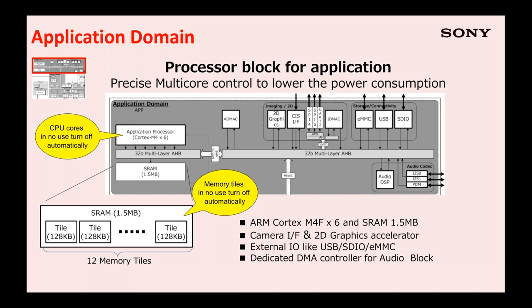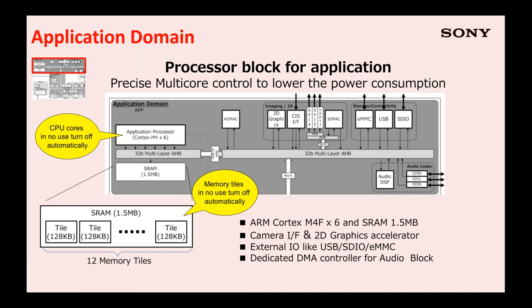The top one says CPU cores not in use turn off automatically. I told you we use ASMP. ASMP means for each processor, you have a dedicated memory. If the processor is in use, it turns on, and if at the same time you are accessing that memory for that specific processor, then you wake that up too. Otherwise, it's going to be turned off.